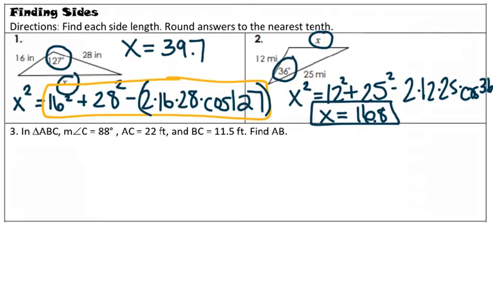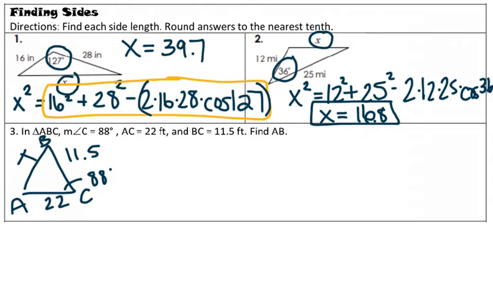Okay, notice number 3, you're not given a picture to look at, but that's okay because you have the ability to draw a picture. I want you to pause the video and try to draw the picture given the information that you have. Try that in 1, 2, 3. Okay, your picture should look similar to this. You could have rearranged it a little bit differently. We are trying to find x, and the angle across from x is the 88 degrees.